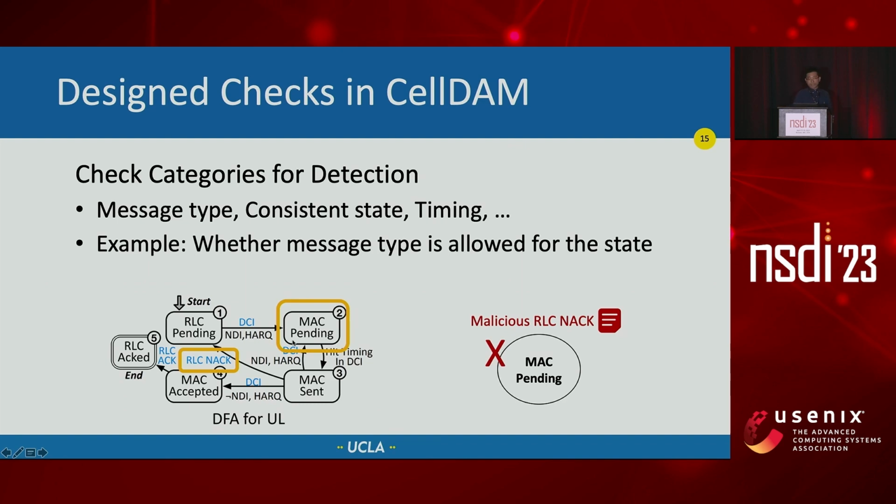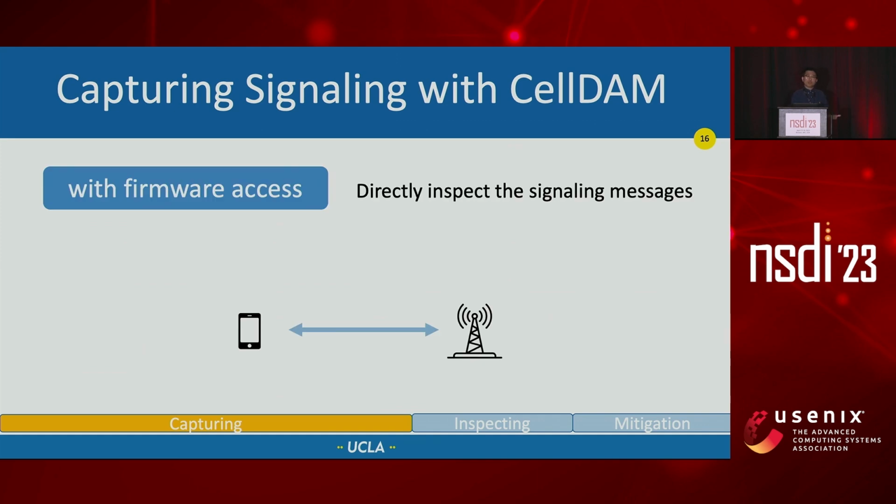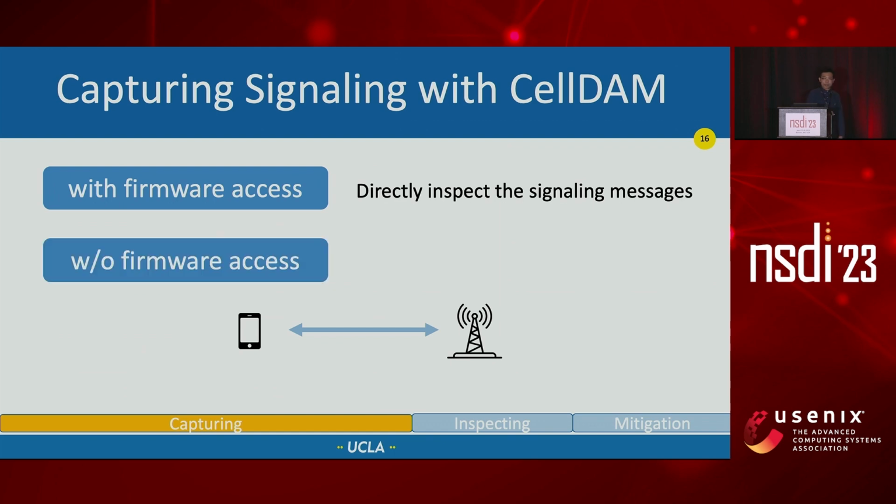All right, looking great. We have now devised a solution to verify the signaling to detect the issue. But the problem is how we can capture the signal. On the first side, it's pretty straightforward, right? If we implement something on our device, especially with firmware access or with a rooted phone, we can directly install software, access all these signaling messages, and apply our method. But there are specific scenarios where we don't have firmware access.